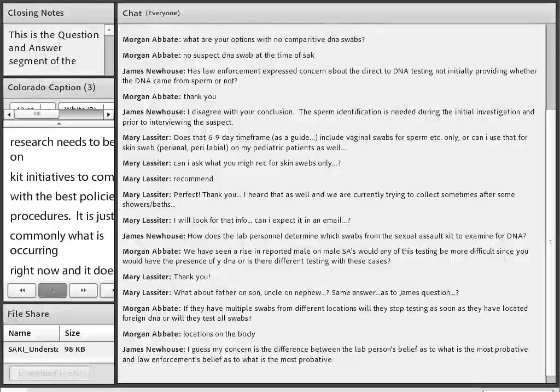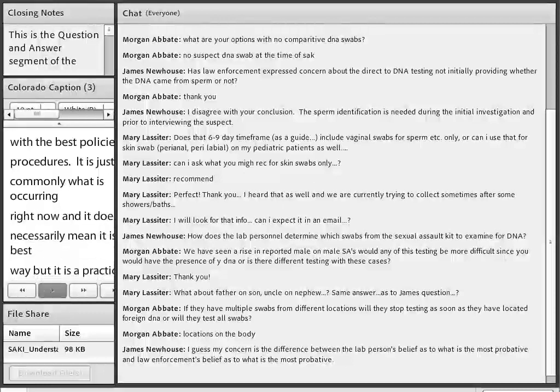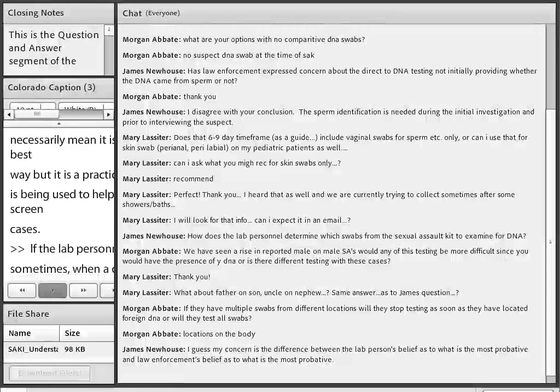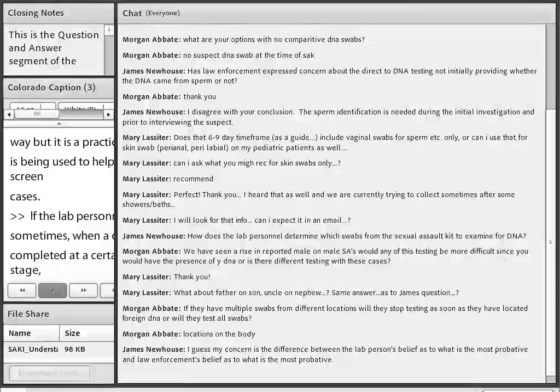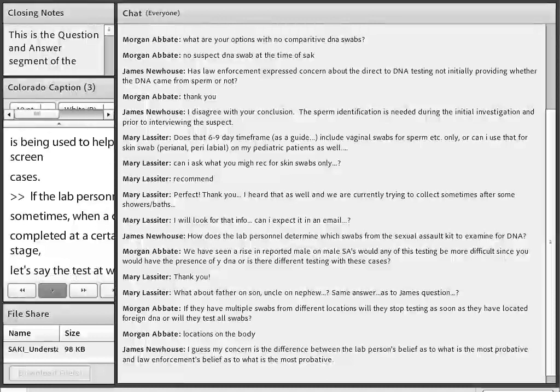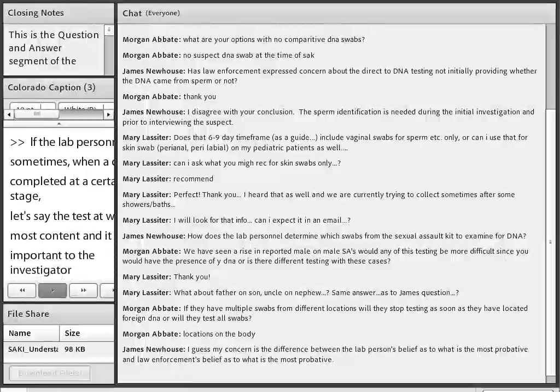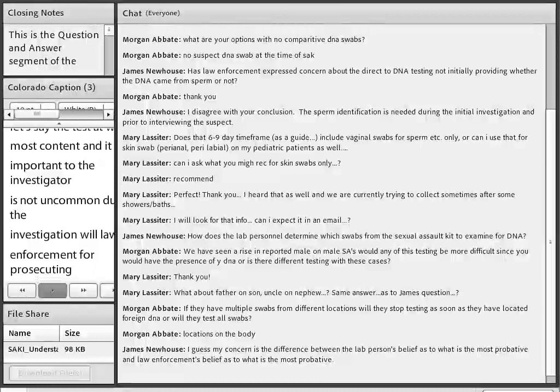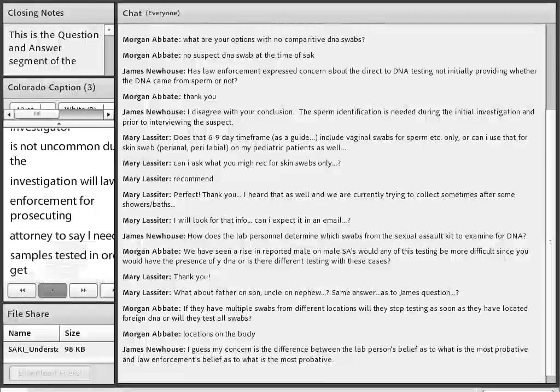Sometimes when a case is completed at a certain stage, let's say the lab tests what they think is most probative, and then that report gets issued to the investigator, it's not uncommon at that point during the investigation for the law enforcement or the prosecuting attorney to say, hey, I need more samples tested in order to really get this to a point where we can prosecute or in our investigation. And so you'll have to have those conversations with your laboratory to process additional samples that might be probative later.